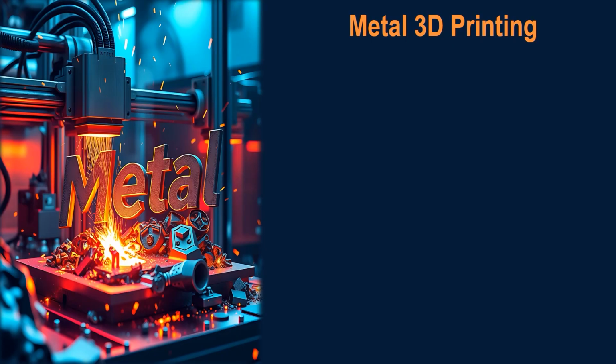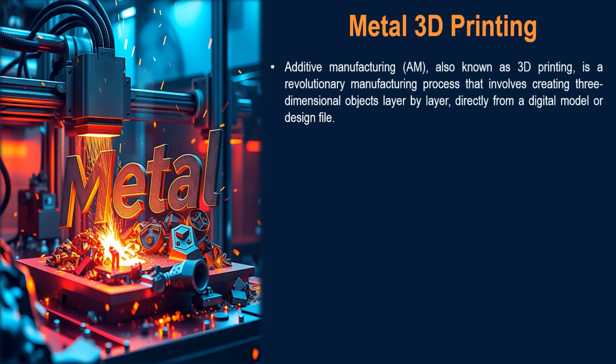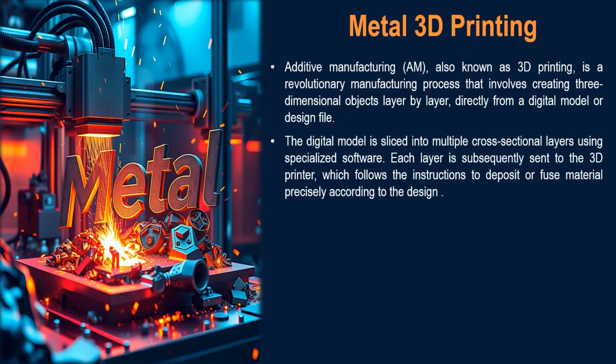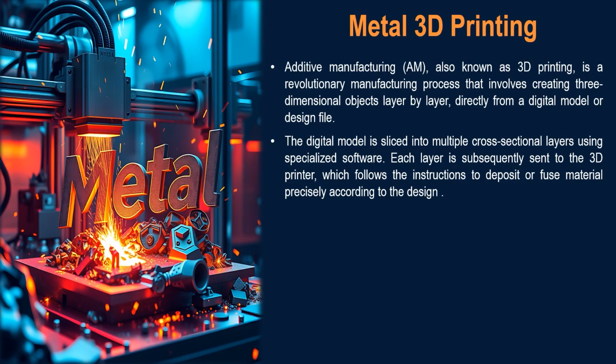So metal 3D printing, again additive manufacturing, is a revolutionary manufacturing process. Here again, like our previous cases, we are making the component layer by layer using digital data. Similar to our previous practice, the digital model is sliced into multiple cross sectional layers. Of course, I need to have a software. N number of open source software are available.